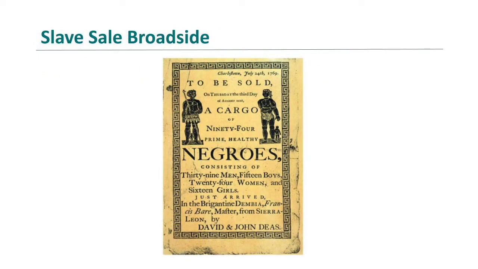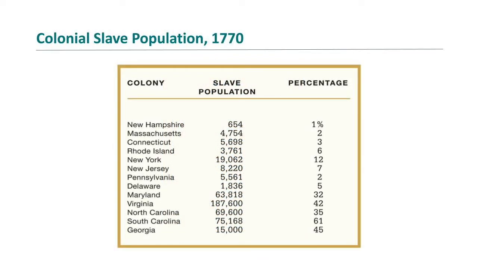Slave Sale Broadside. This 1769 broadside advertises the sale of 94 slaves who had just arrived in Charleston from West Africa. Broadsides like this one were displayed prominently by slave traders to drum up business. This table shows the slave population as percentage of the total population of the original 13 colonies.